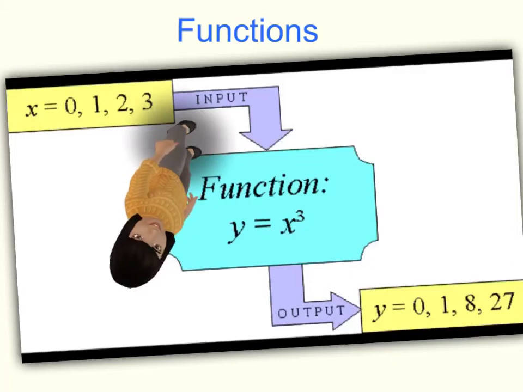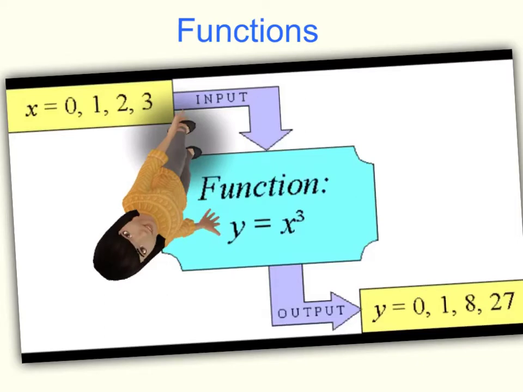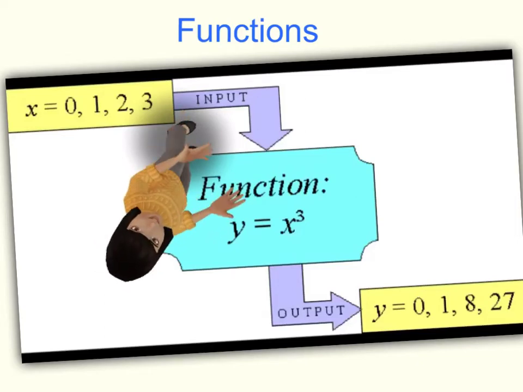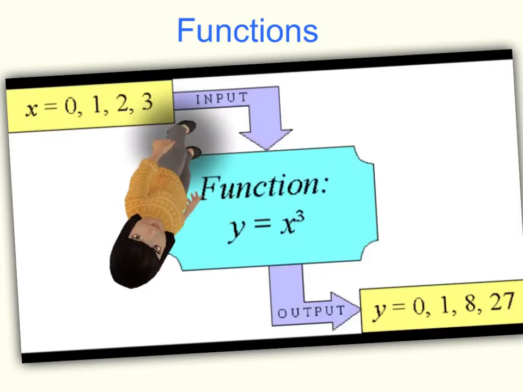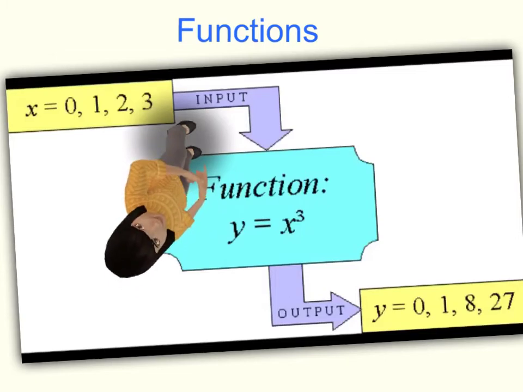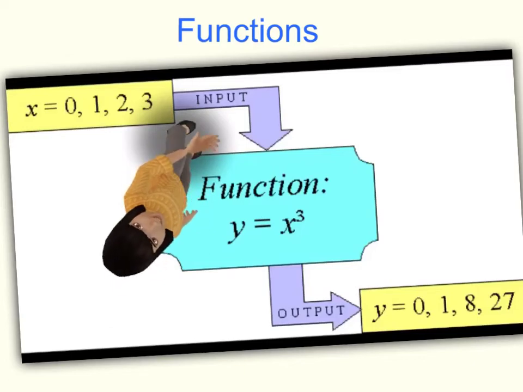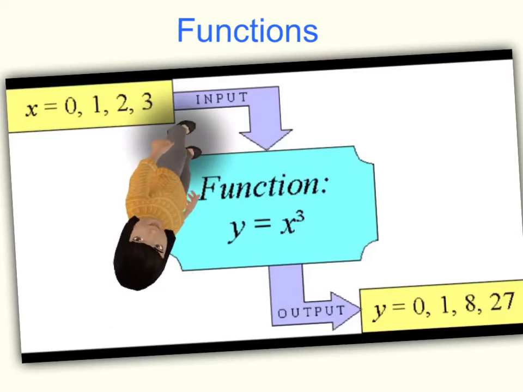Today's lesson is on functions. A function is a specific type of relation that we learned about yesterday. A function often looks like an equation, for example, y equals x to the third. You can input values for x, and then you get output values for y. So here we have a function.